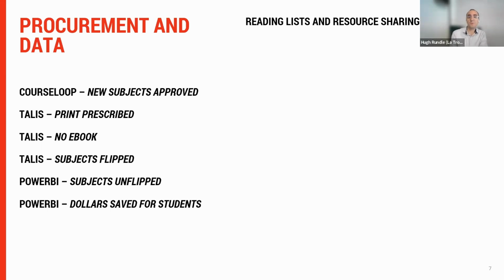And then the last one is the dollar save for students report. That's a really important report for us, but it's quite fiddly to create. And this is a list of all the print readings that were flipped by the Reading Lists team, where we found an ebook or digitized chapter to replace the same title in print.